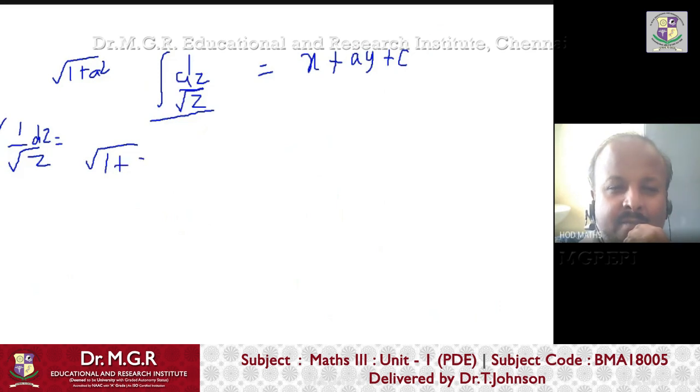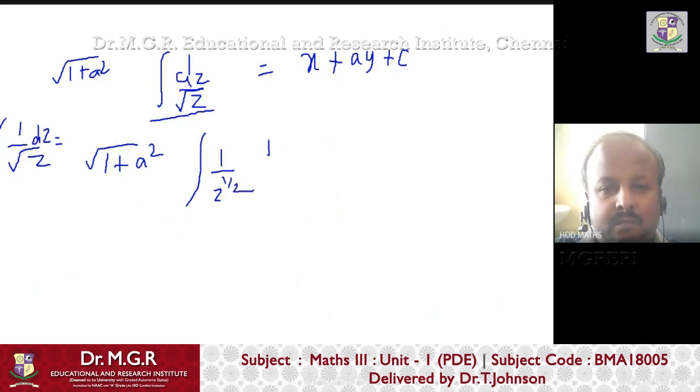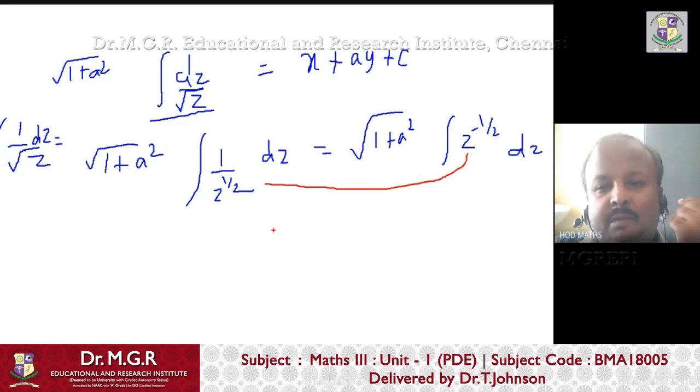It is in the denominator, man. Anyway, I will write. See, 1 by root z means 1 by z power of half. That can be written as, taking z in the numerator, z power minus half. Right? So z power half in the denominator, but once it comes to the numerator, it becomes z power minus half. Now what is integral of z power minus half?